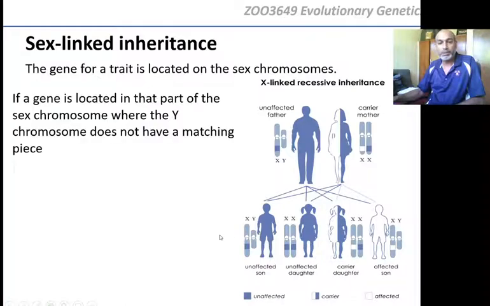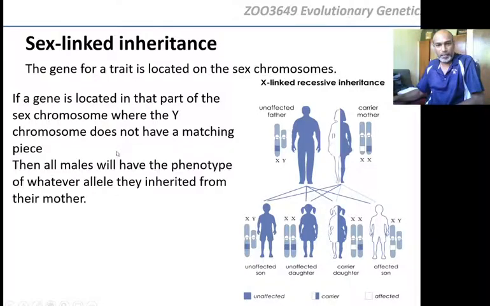Okay, so let's look at an example. Now here is exactly what I was saying to you. Here is the X and the Y of this man, and here is the X and the X of this woman. These two are married and they have kids. They have these 4 kids here. So look at the inheritance here. Now this male, there's the gene we're talking about. The gene has to do with color blindness.